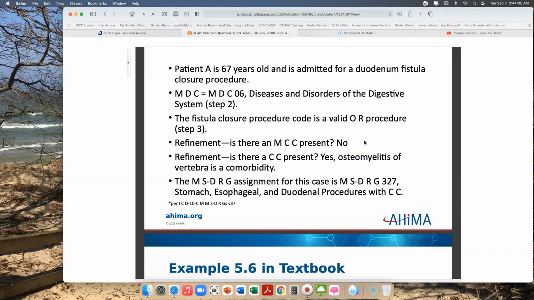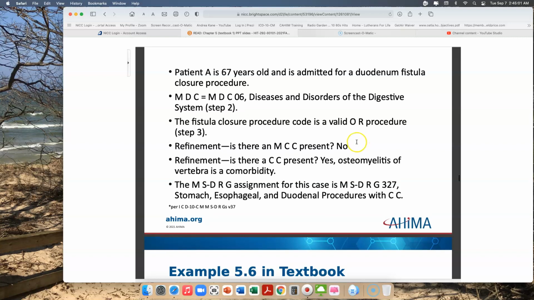Patient A is 67, admitted for a duodenal fistula closure procedure, which falls into MDC 06, diseases and disorders of the digestive system. The fistula closure procedure is a valid OR procedure. Is there an MCC present? No. Is there a CC present? Yes. The patient had osteomyelitis of the vertebra, and so it met the CC criteria. So the MSDRG assignment for this case is going to be MSDRG 327, stomach, esophageal, and duodenal procedures with CC.